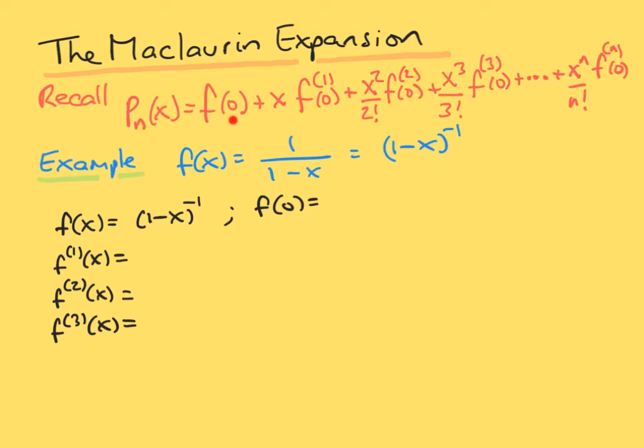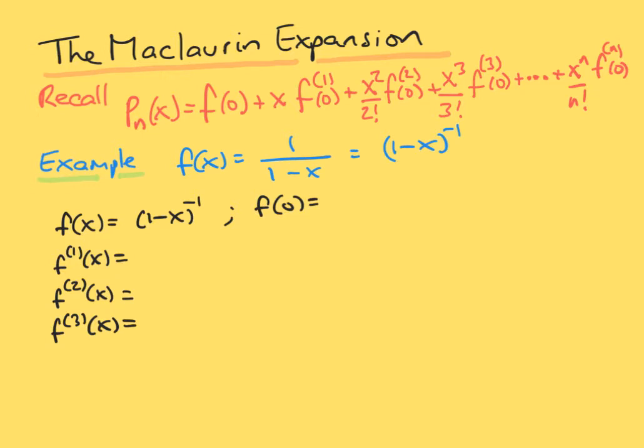So again we see that it's a constant plus x times a number. The number may of course be 0. Plus x squared times another number: the second derivative evaluated at 0 divided by 2 factorial. Plus x cubed times the third derivative evaluated at 0 over 3 factorial, all the way on up to x to the n times the nth derivative evaluated at 0 divided by n factorial.